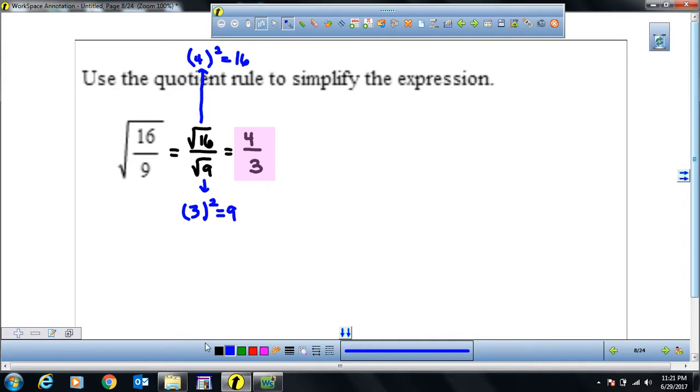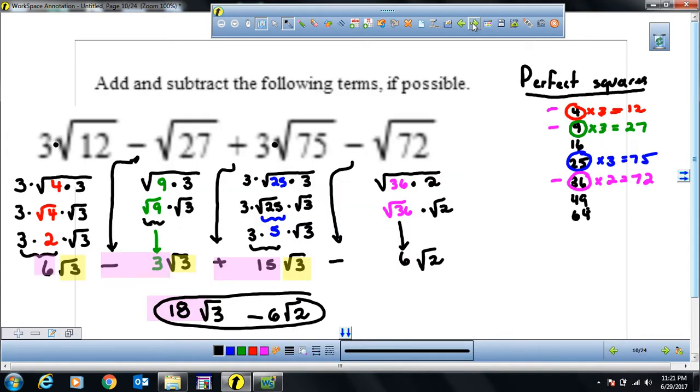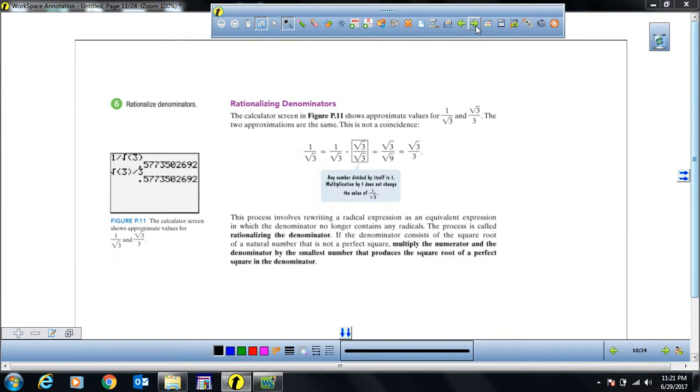There are some cases in which the denominator cannot be simplified. Now, when we end up with a radical on the denominator that cannot be simplified, we're going to use a process called rationalizing the denominator to simplify the radical from the denominator. That's going to be the next topic.